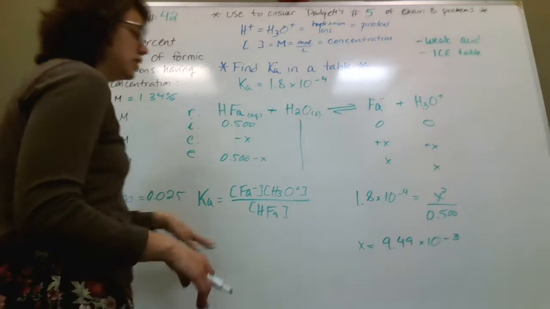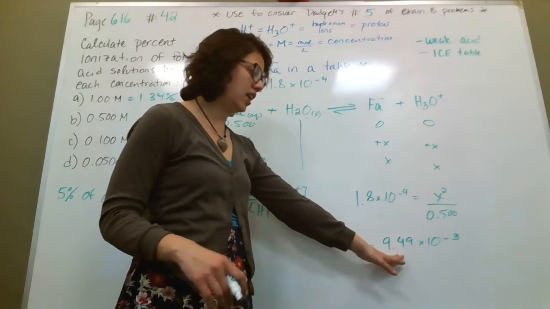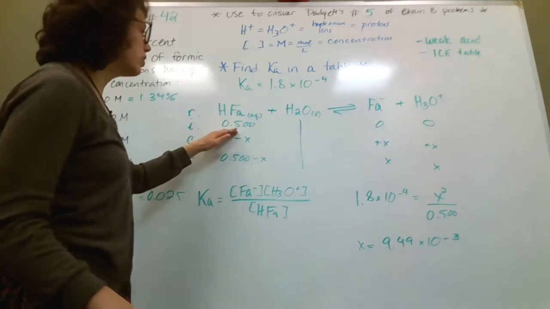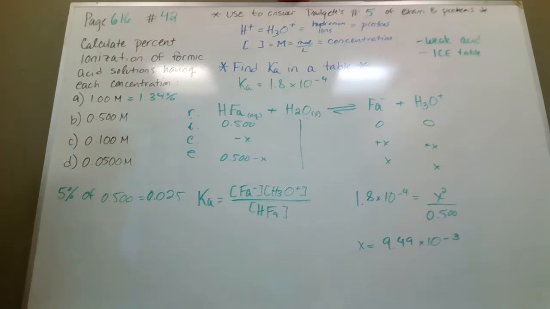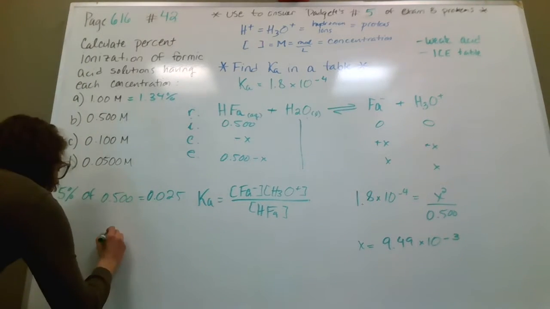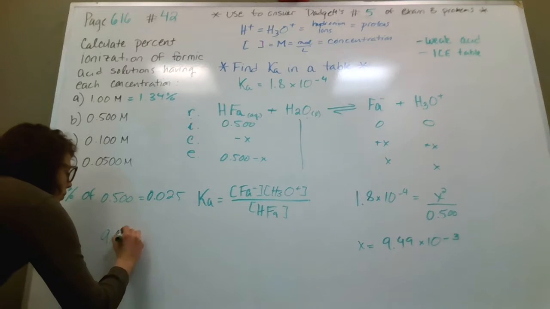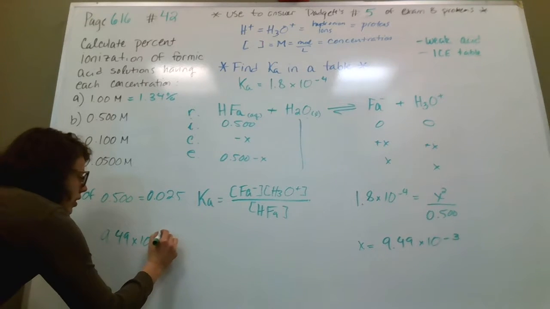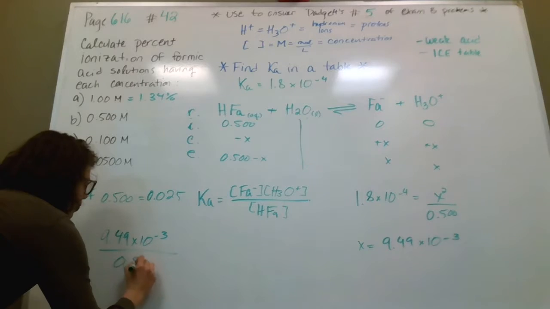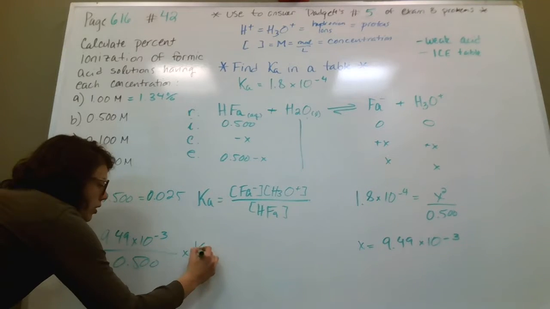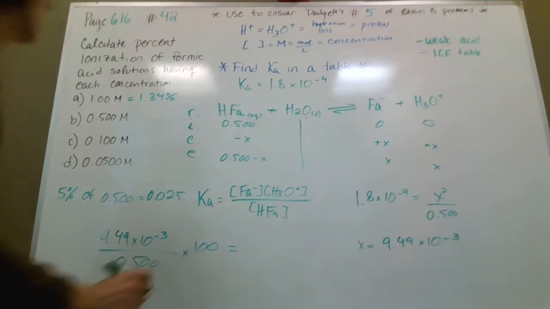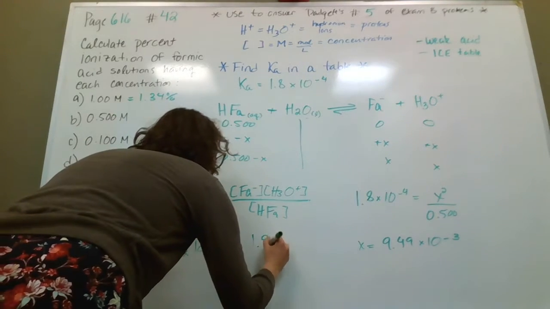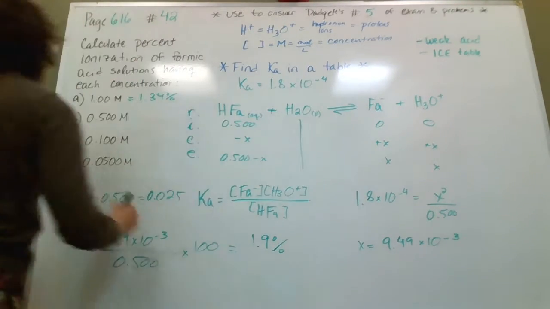So to determine our percent ionization, you would want to set the concentration that did ionize over the original concentration of the unionized stuff and multiply that by 100. 9.49 times 10 to the negative 3 over 0.500 times 100 gives the percent.